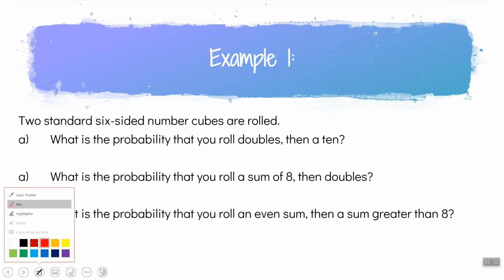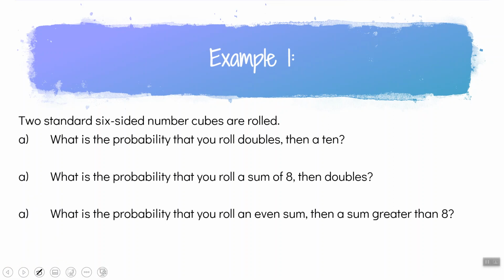So let's say I roll two standard 6-sided number cubes. A long way of just saying I roll 2 dice. What's the probability that you roll doubles and then a 10? So you could get doubles with a 1 and a 1, a 2 and a 2, a 3 and a 3, a 4 and a 4, a 5 and a 5, or a 6 and a 6. So there's 6 out of the 36 possible combinations.